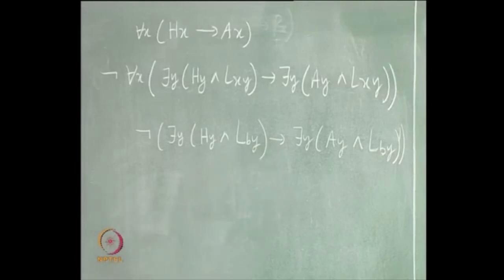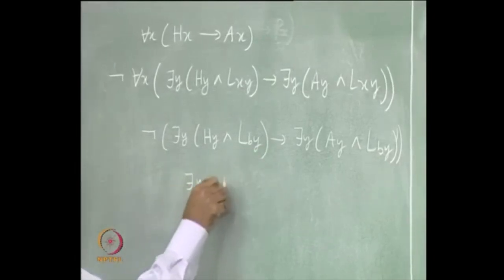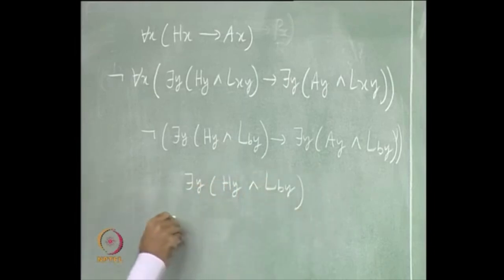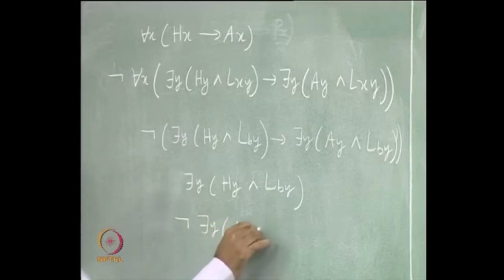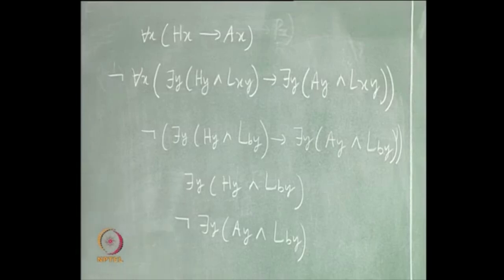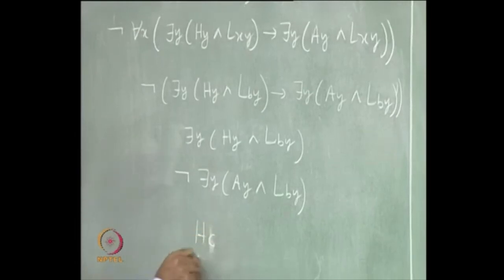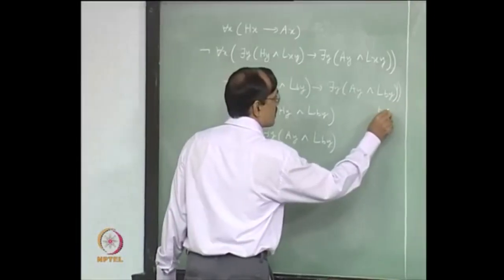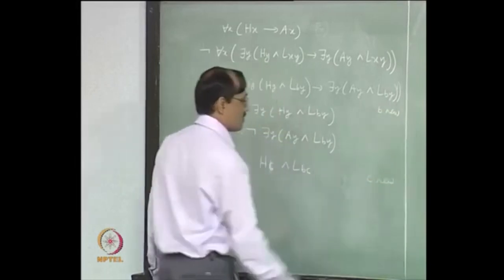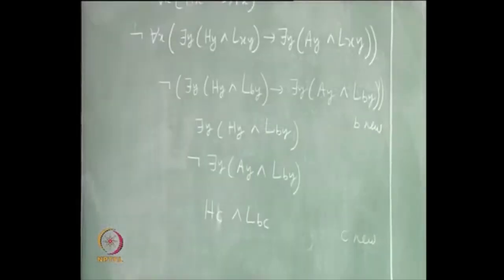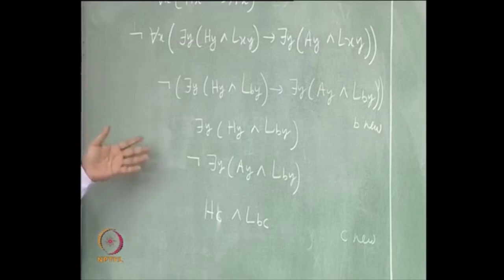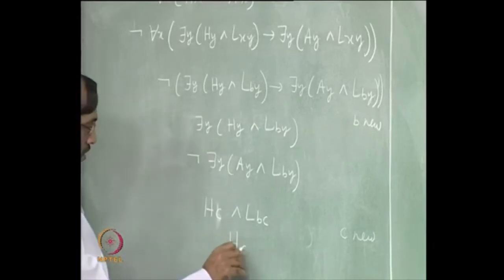Next, not implies, so that gives there is y, H y and L b y and not of there is y, A y and L b y. Fine. So again this is existential, so let us use it first. So that gives H B, B is already used, C and L B C. Well, you could have written that B is new here and here similarly C new, you cannot use the same B. And moreover, B has already been introduced to the path by one existential rule, so it can never be used even in the relaxed condition. This gives H C, L B C.